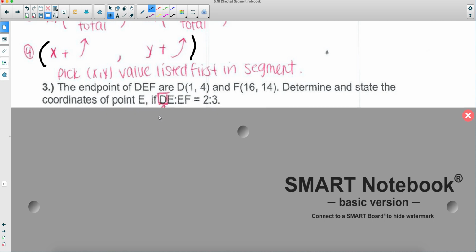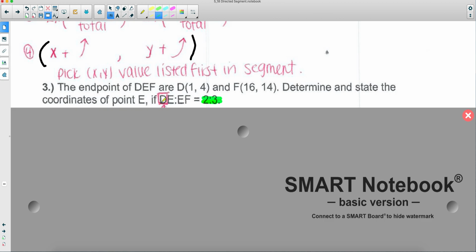Okay, so now we have the endpoints of DEF are D (1, 4) and F (16, 14). We have to determine and state the coordinates of point E if DE to EF is in the ratio of 2 to 3. Okay, so 2 to 3 is important.